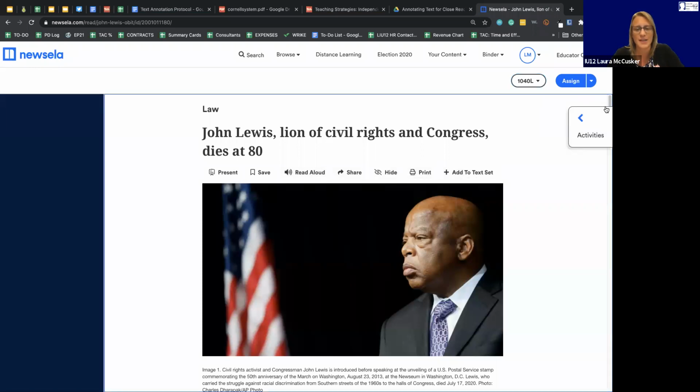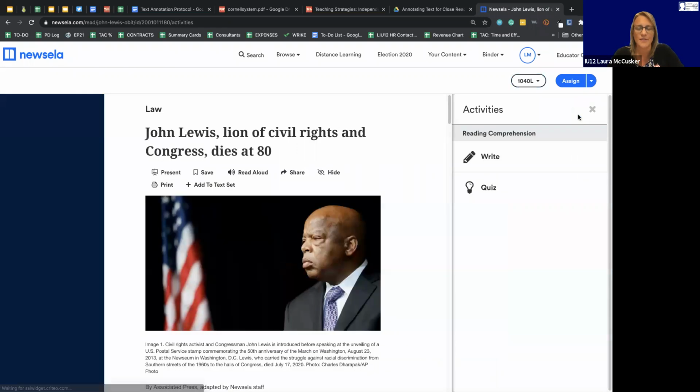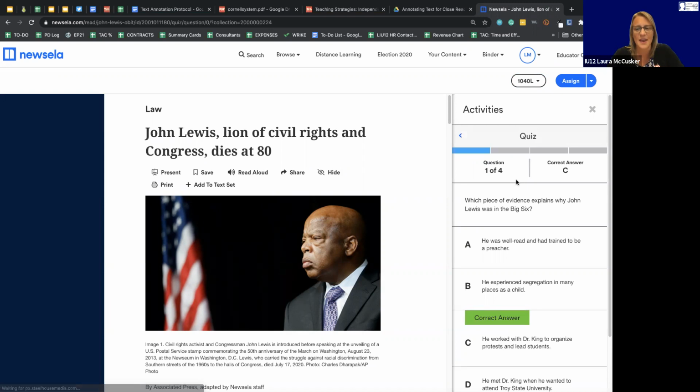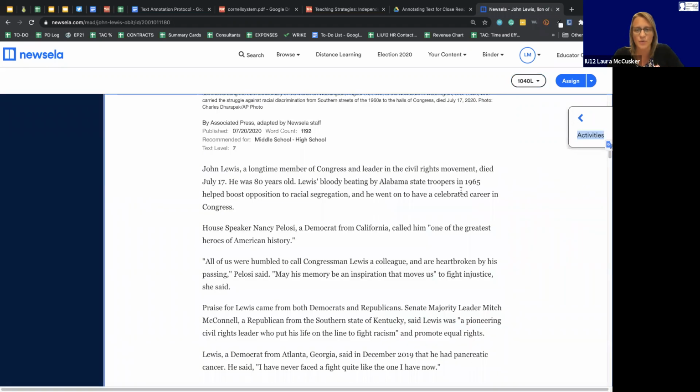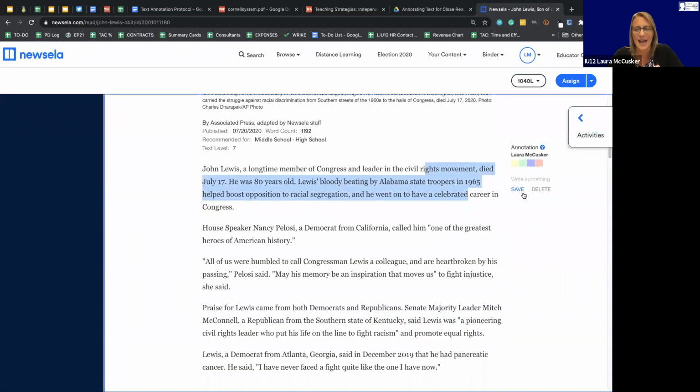Those are different pieces that students see, but then also I'm seeing that as being a teacher in this site. If I pull out here, you can see that there is an option for a quiz and then an option for a writing activity as well that I can assign. But as we move through here, see this annotation tool pops up as soon as I select something. So I could save it, or I could even add a layer of annotation, right?